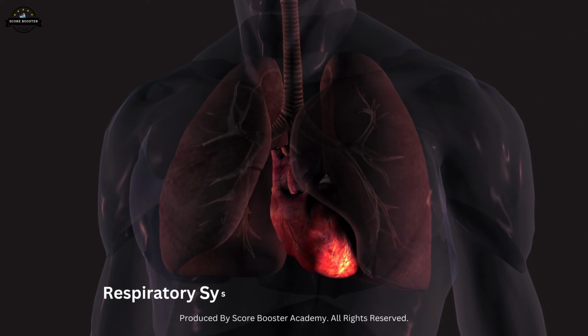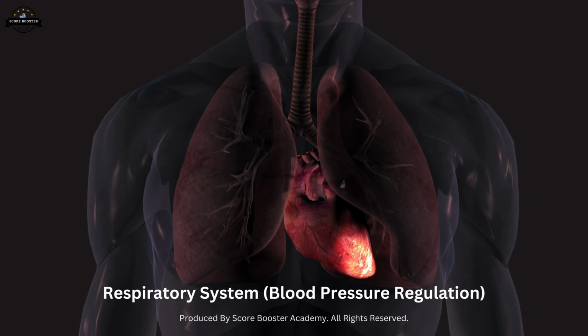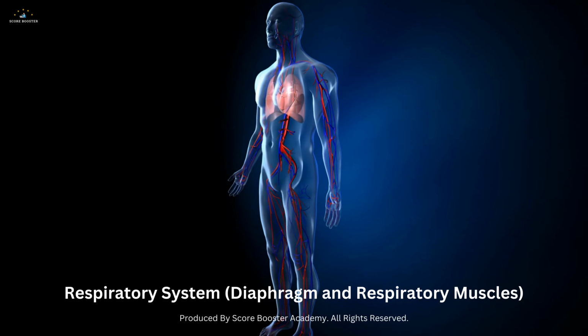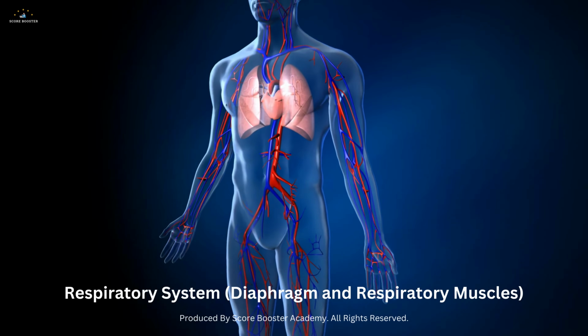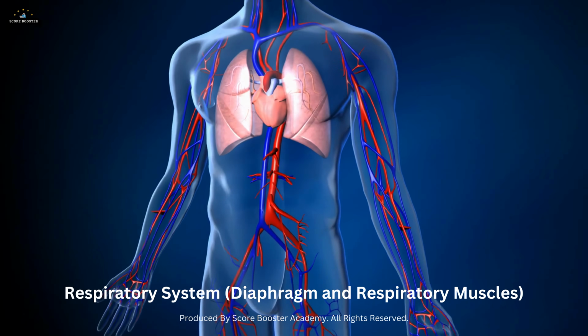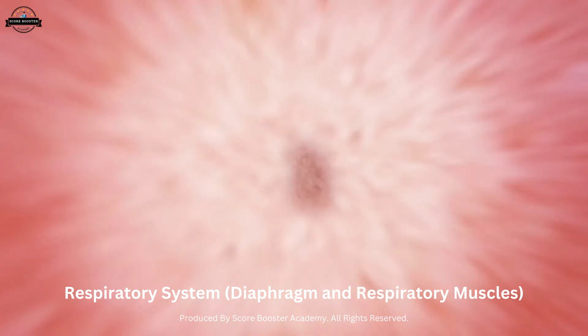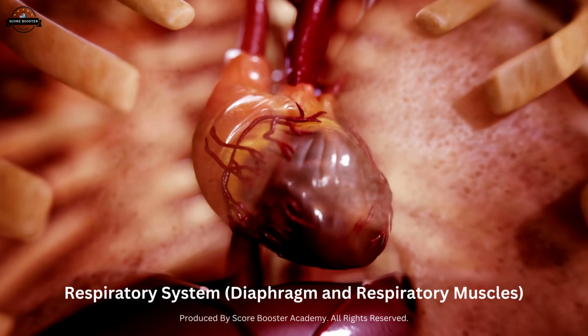Blood pressure regulation. An unexpected but vital function of the respiratory system is its role in regulating blood pressure. As we inhale, the increased negative pressure in the thoracic cavity enhances venous return of blood to the heart, improving cardiac output and maintaining stable blood pressure levels. This phenomenon, known as the respiratory pump, aids in maintaining proper circulation and oxygen delivery to tissues.